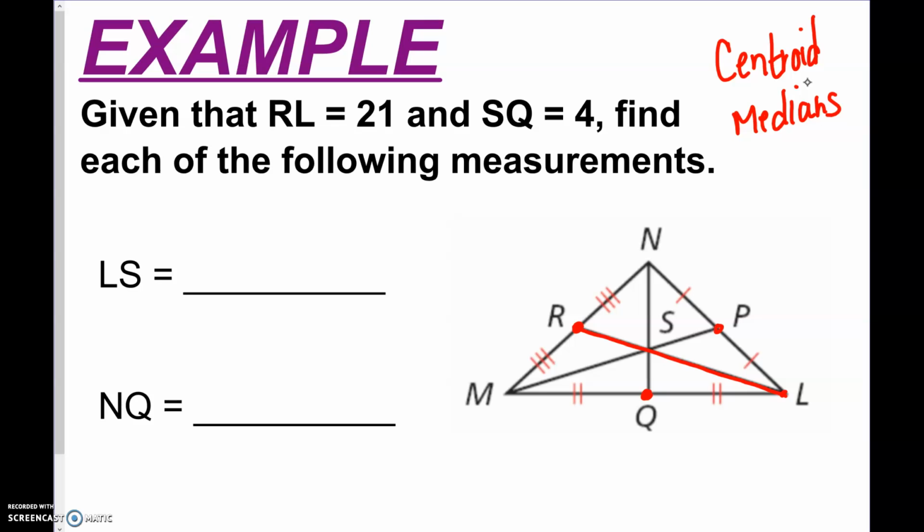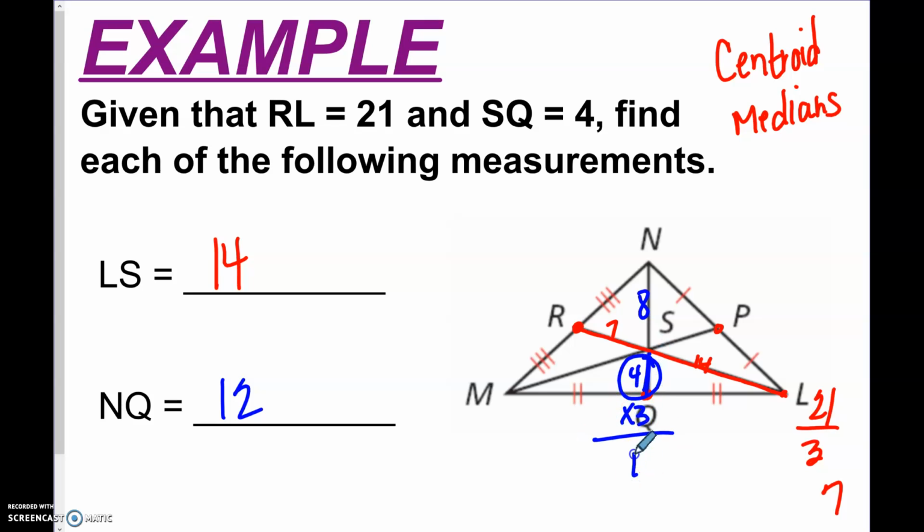All right, find LS. Let's see, RL, the whole thing is 21. 21 divided by 3 is 7. So RS is 7, and this must be 14. Then NQ, let's see, SQ right here they tell us is 4, so double that is 8. So NQ must be 12. And you can certainly take the shorter part and just times it by 3 and get 12.